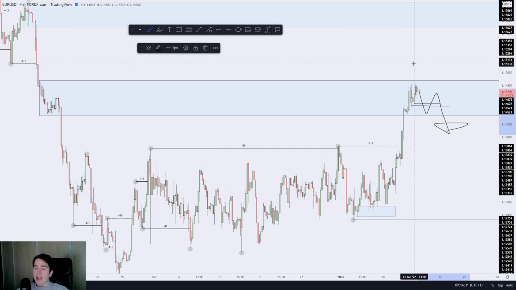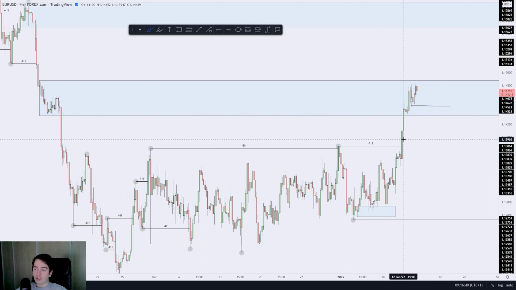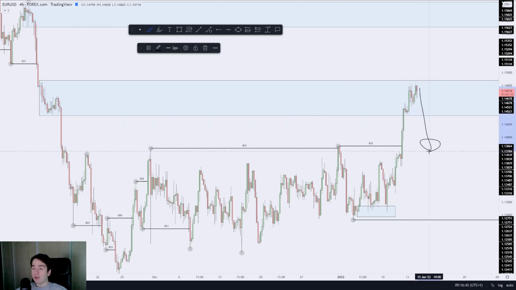Because at the moment, everything is still bullish on the 4-hour. So we have a 4-hour break of structure, which is bullish over here. And also we don't have a bearish change of character yet. And a bearish change of character could indicate that a further 4-hour pullback is going to be coming. So that's kind of what I'm waiting for.